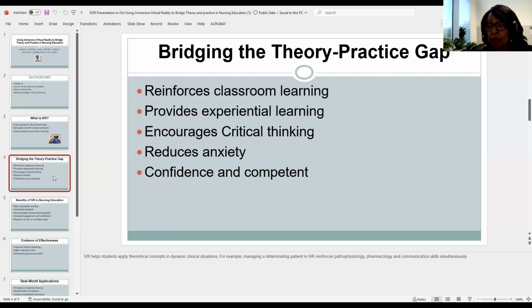For example, we teach in the classroom, but the best thing is for the student to be able to apply the theory. It gives them a tremendous experience. It stimulates their critical thinking. It reduces the anxiety because, as adult learners, that device also gives them feedback from time to time. So they don't have to rely on the faculty to make sure that they know exactly what they are doing. So it increases their confidence in making sure that they are competent to provide care for their patient.